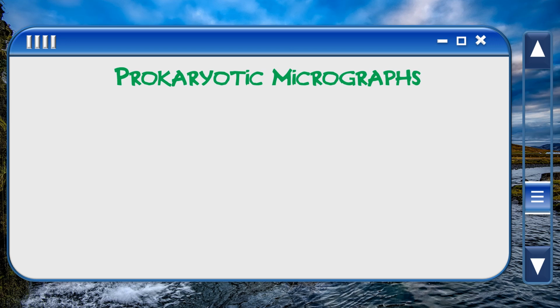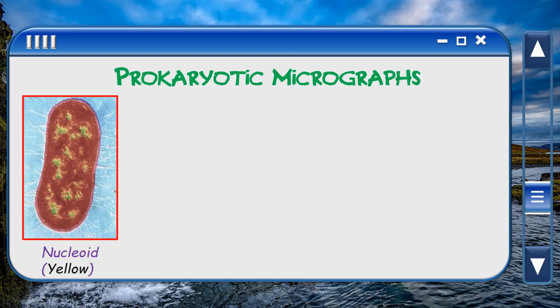Prokaryotic micrographs. We have the nucleoid, the one that we are seeing inside as a yellowish structure. Those yellowish structures there are the plasmids, and the ones that we are referring to as the nucleoids.